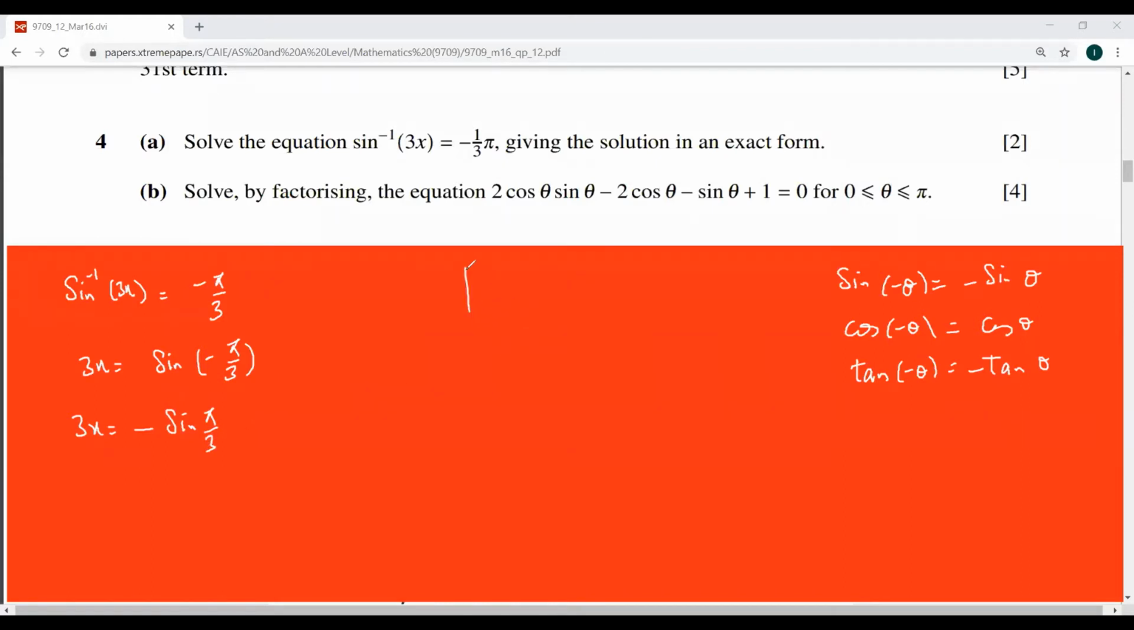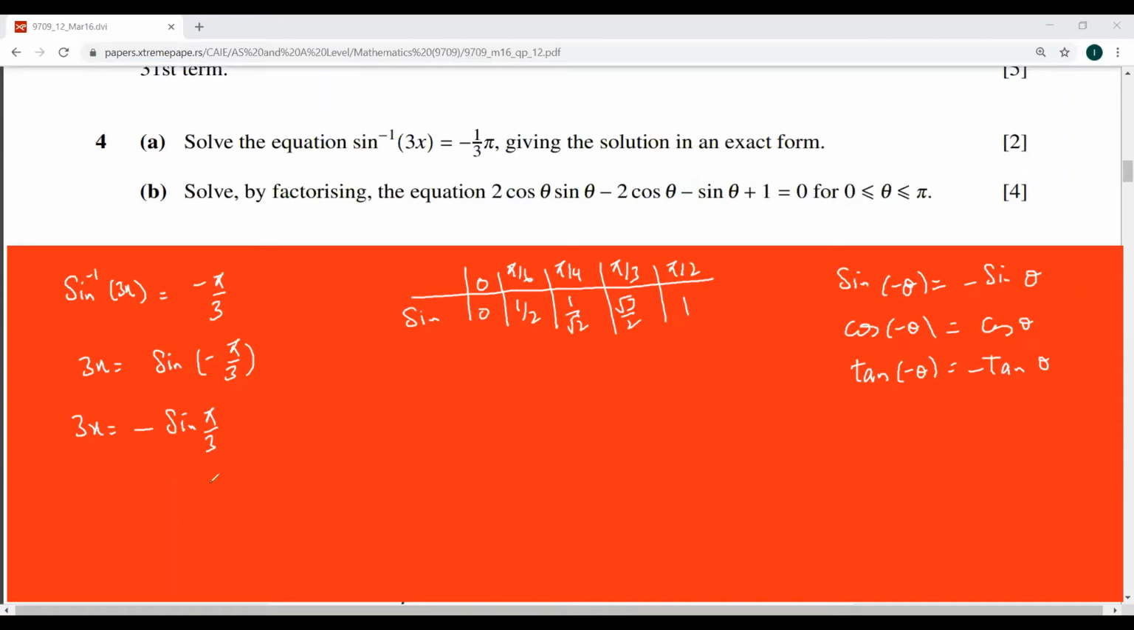And you should always remember the sine's critical values, okay? What is sine 0? That is 0. What is sine pi by 6? That is half. What is sine pi by 4? That is 1 over under root 2. What is sine pi by 3? That is under root 3 over 2. And then what is sine 90? That is going to be 1.